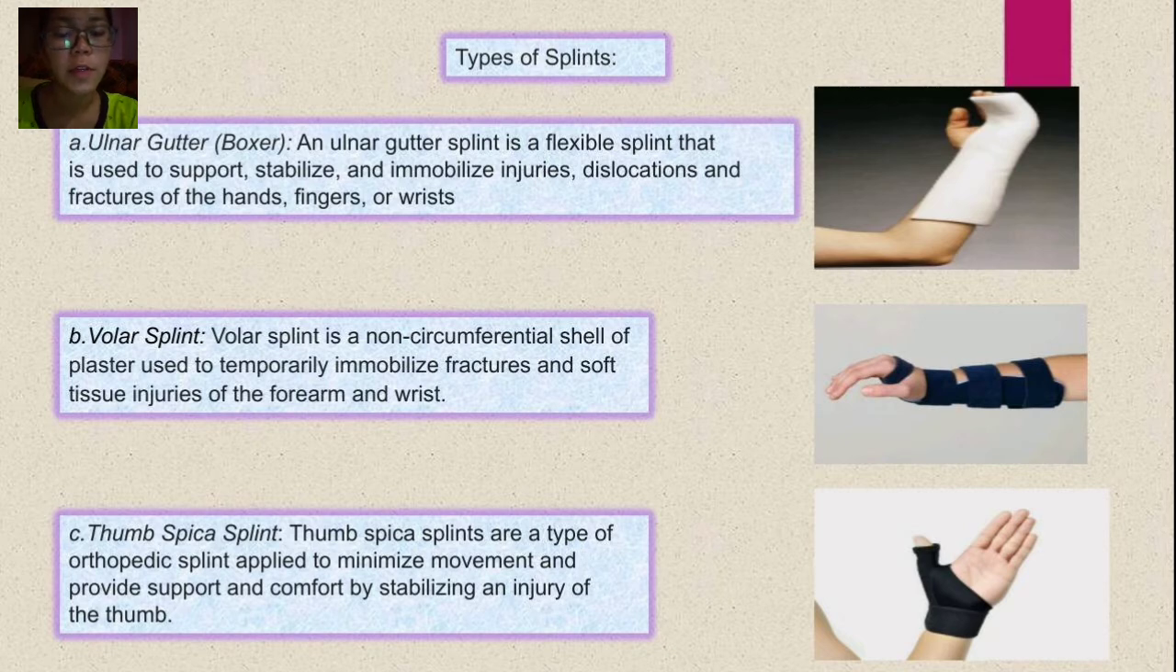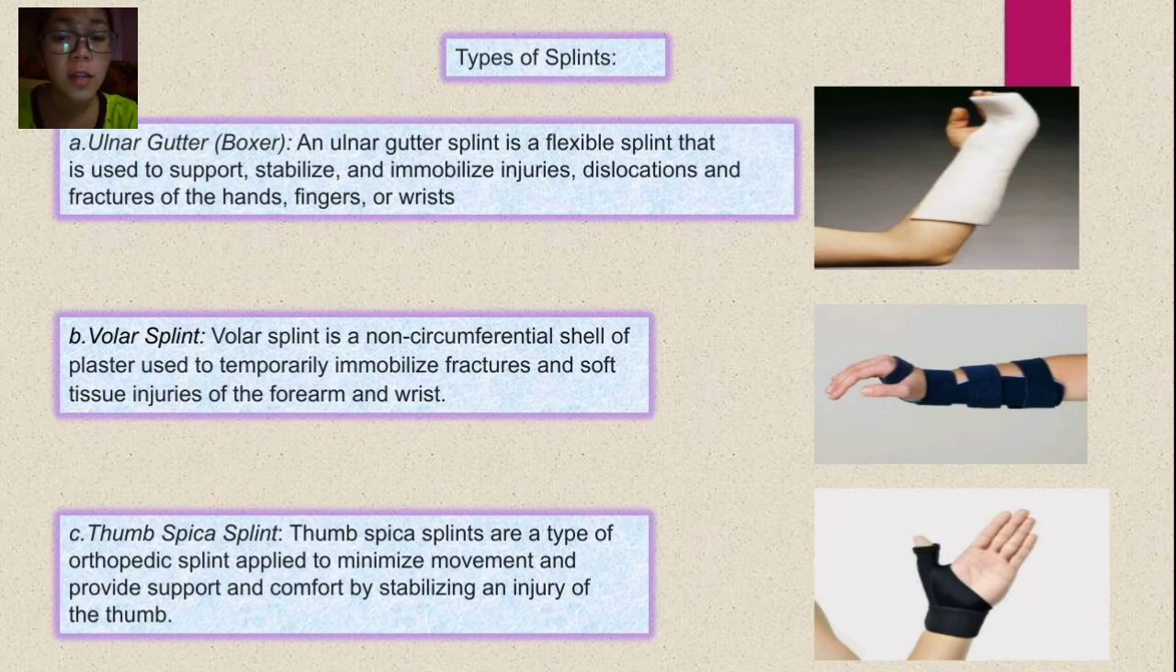The second one, we have the volar splint. So what is a volar splint? A volar splint is a non-circumferential shell of plaster used to temporarily immobilize fractures and soft tissue injuries of the forearm and wrist. The purpose of the volar splint is to minimize movements and provide support and comfort by stabilizing an injury of the palm or foot.